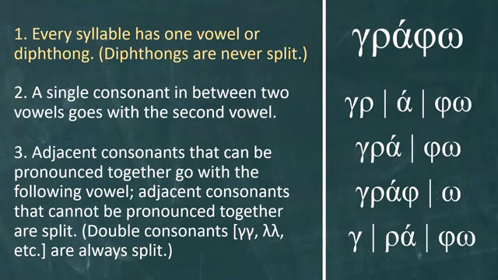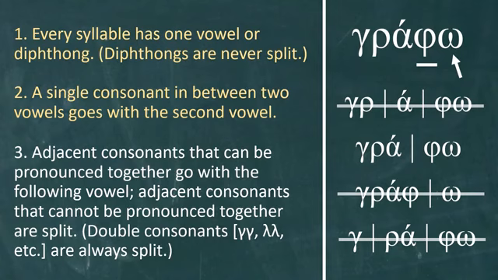Well, you can see that the first option does and the fourth option does. In both of these, the first syllable does not have a vowel. So we're left with 2 options. We can move then to our second rule. A single consonant in between 2 vowels goes with the second vowel. Here we have the single consonant phi in between the vowels alpha and omega. So we know that the phi must go with omega. Thus we can eliminate the third option, and we are left with the correct answer, grapho.